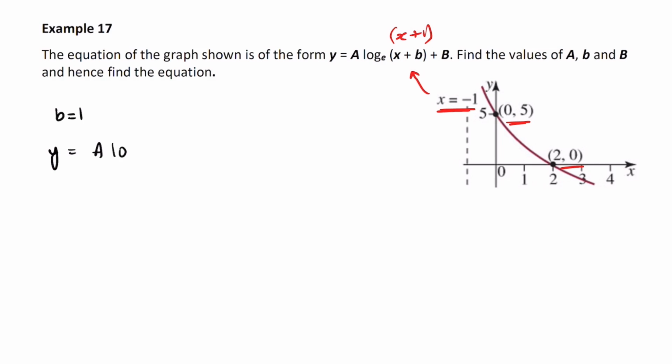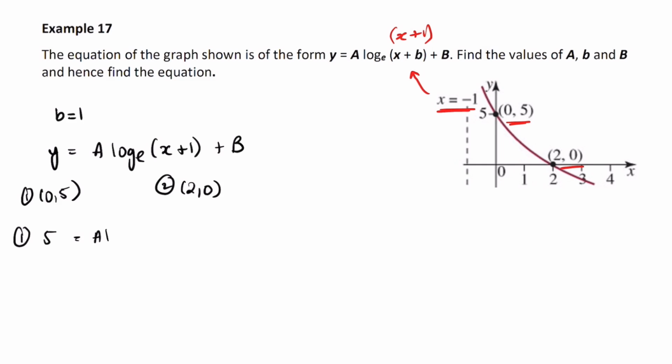So I can write down the equation that I've got so far, x plus 1 plus b, and now I have two unknowns, and I can use my 2 points, 0, 5, and 2, 0. So I'm going to go ahead and substitute these in, 1 and 2, so that'll be, for equation 1, 5 is equal to a log e 0 plus 1 plus b. Now log e 0 plus 1, which is just 1, log e1 is going to be 0. So in fact, I've just found out that capital B is equal to 5, which is very convenient.